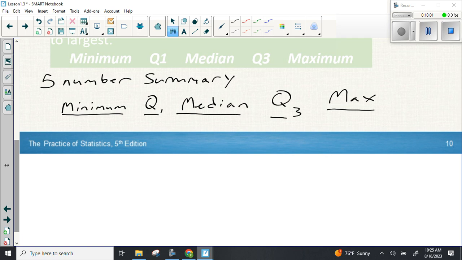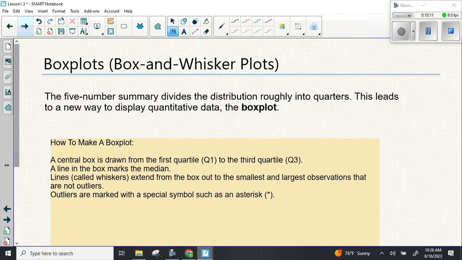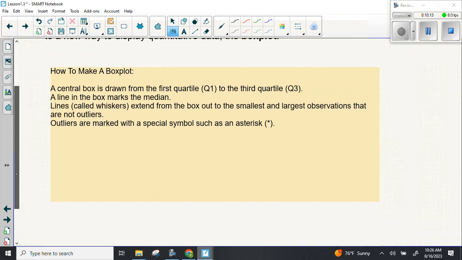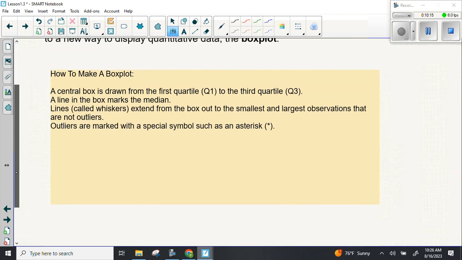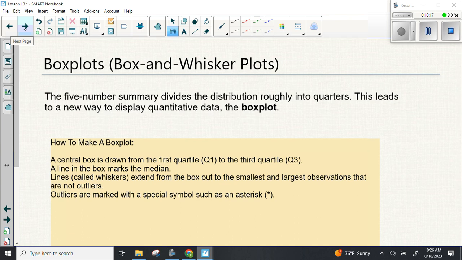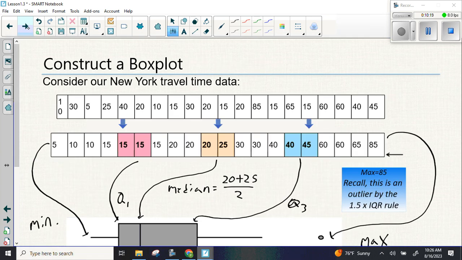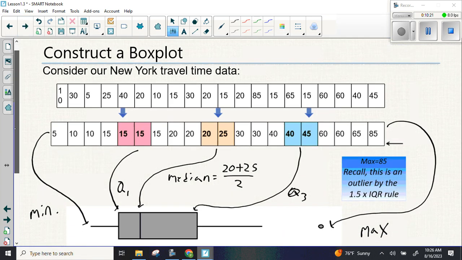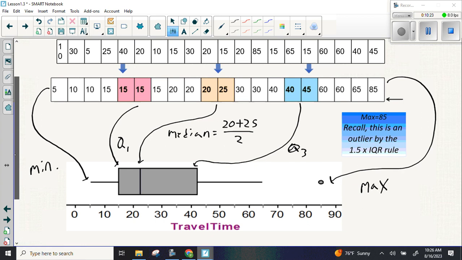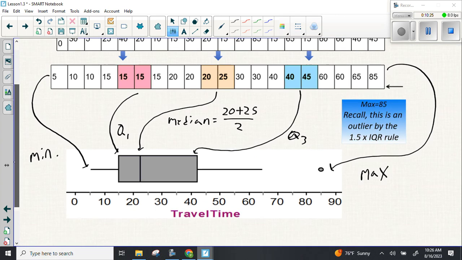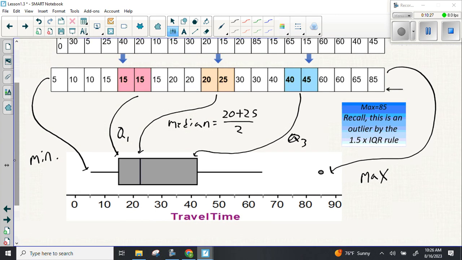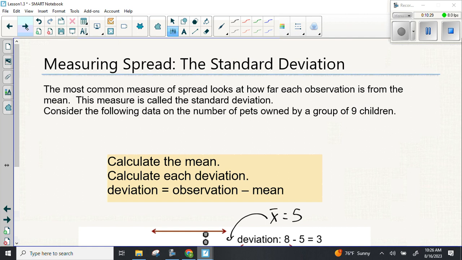The 5-number summary is absolutely essential for creating a box plot. That's where we're moving right now. How to make a box plot. I'm going to do this in the next lesson, the next video, if you will. I'm going to go ahead and just do one of these for you rather than showing you this.